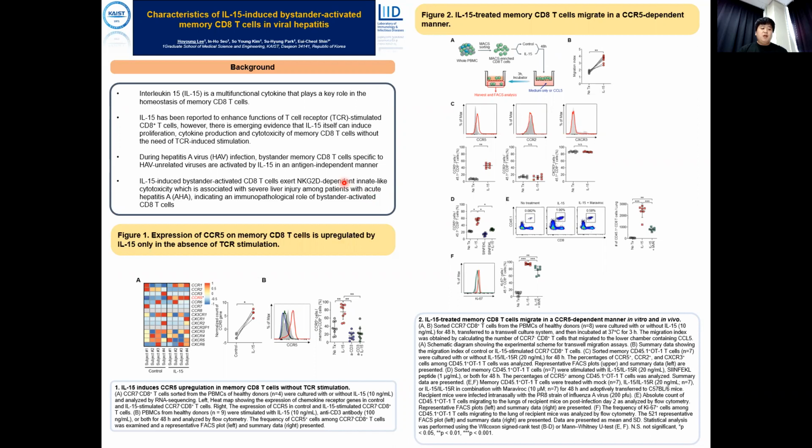In our previous study, IL-15 was shown to activate pre-existing memory CD8 T cells that are not specific for disease-causing virus such as HAV. These bystander-activated memory CD8 T cells were expressing increased levels of NKG2D and exerted NKG2D-dependent innate-like cytotoxicity, which was associated with severe liver damage in patients with acute HAV infection.